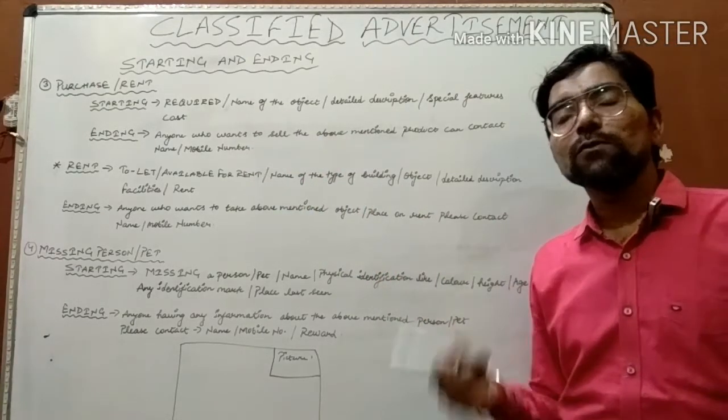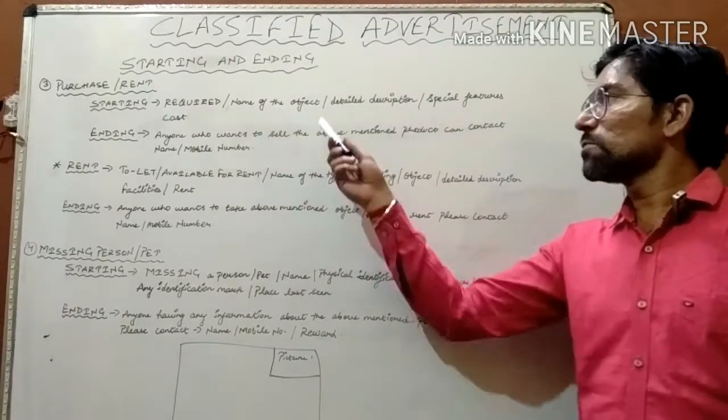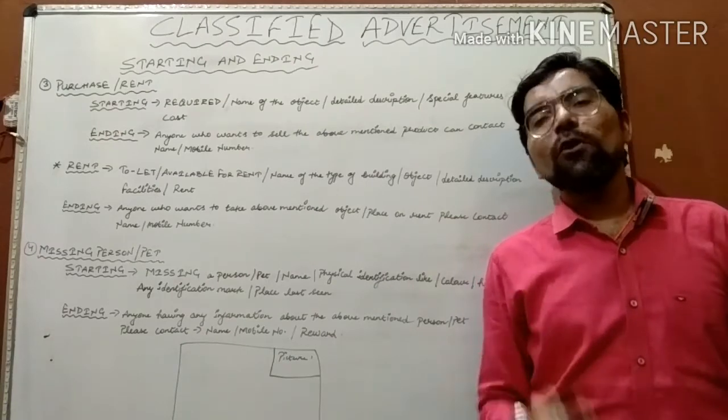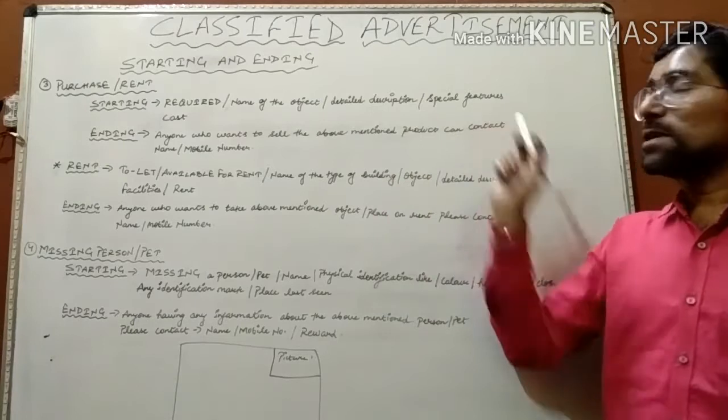the name of the object which you are wanting to purchase. So the name of the object and the detailed description of the object. What sort of object you want to purchase, and then special features.